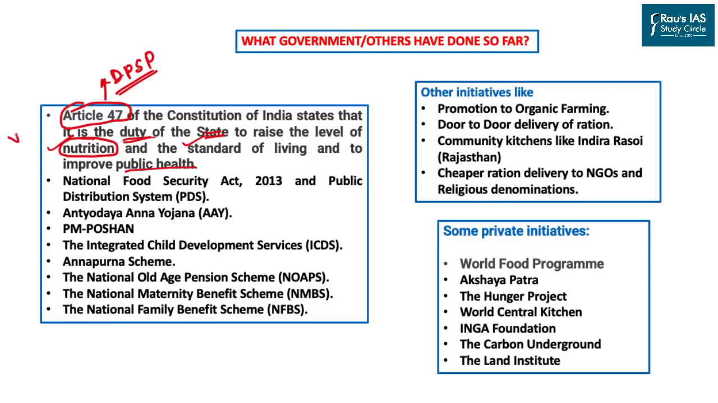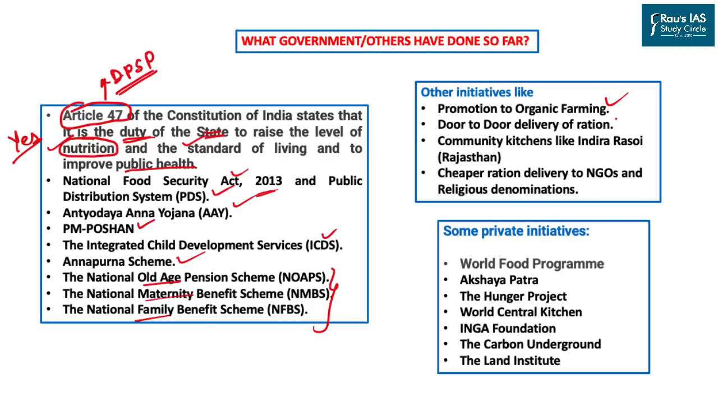Well, it is. The other programs include your National Food Security Act 2013, which has revamped the public distribution system. It has also provided extensive subsidised food items to the poorest of the poor under Antyodaya Anna Yojana. It has recently revamped the midday meal program with PM Poshan. We also have Integrated Child Development Services, Annapurna schemes, and other schemes related to different sectors like old age, maternity, and family benefits. The government is also promoting organic farming, not only to provide food security but also to fight climate change.